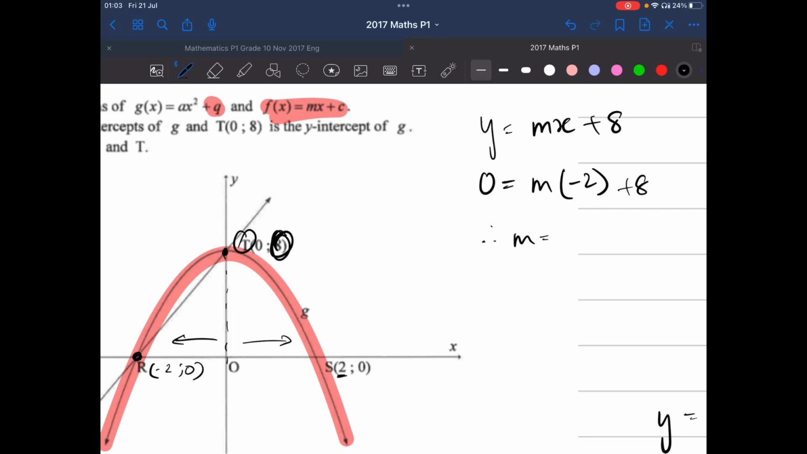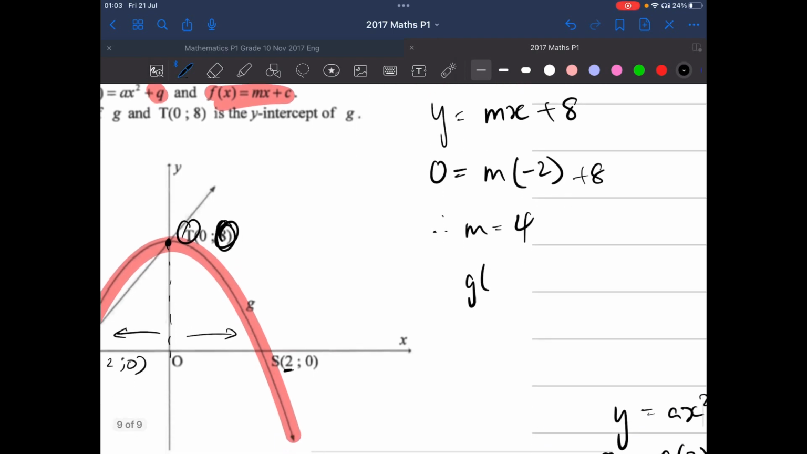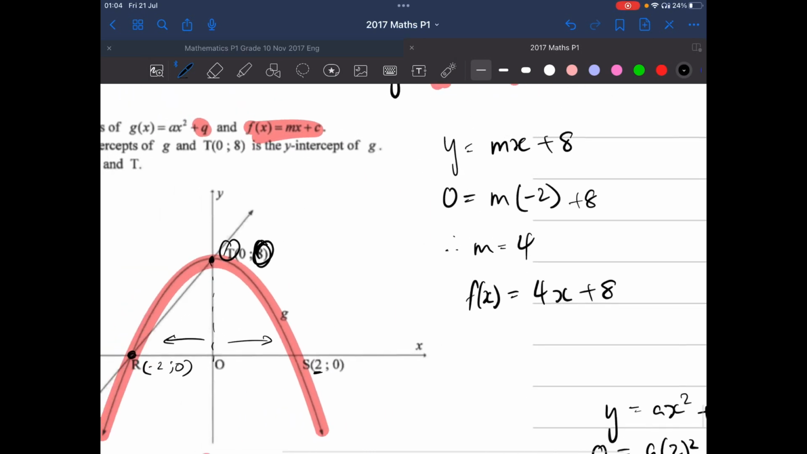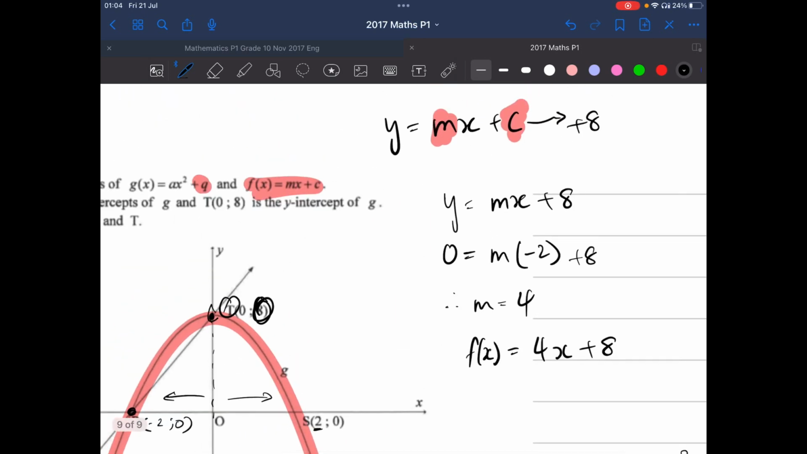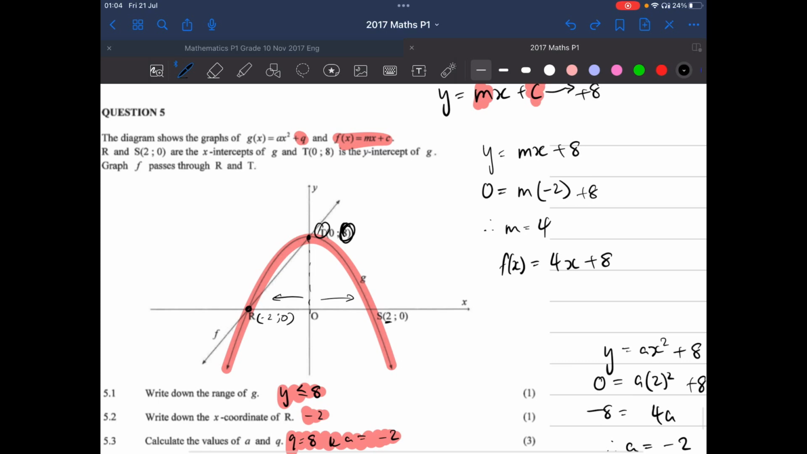So again, I'll bring 8 to the other side. I'll get minus 8 divided by minus 2, which gives us 4. Okay, so that means that g of x is, f of x, sorry. So f of x is equal to 4x plus 8. Okay, now again, let's see if these things make sense. We know that c has to be correct because that is the y-intercept. But what about our m value, our gradient? Well, I said earlier that if it's positive, it has to increase. So we can see that our line is increasing. As the x values increase, the y values are increasing as well. So it makes sense that it's positive.